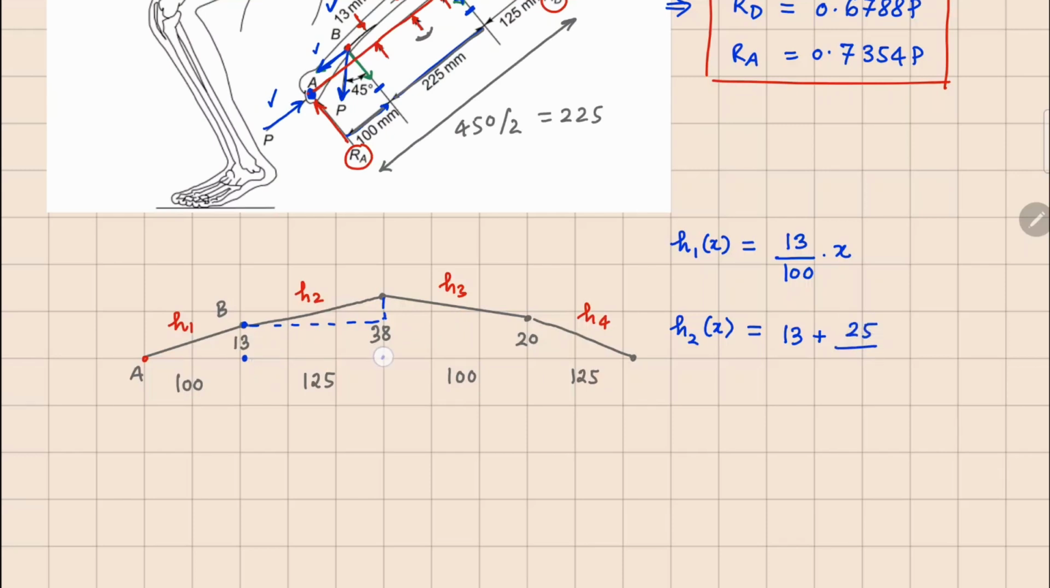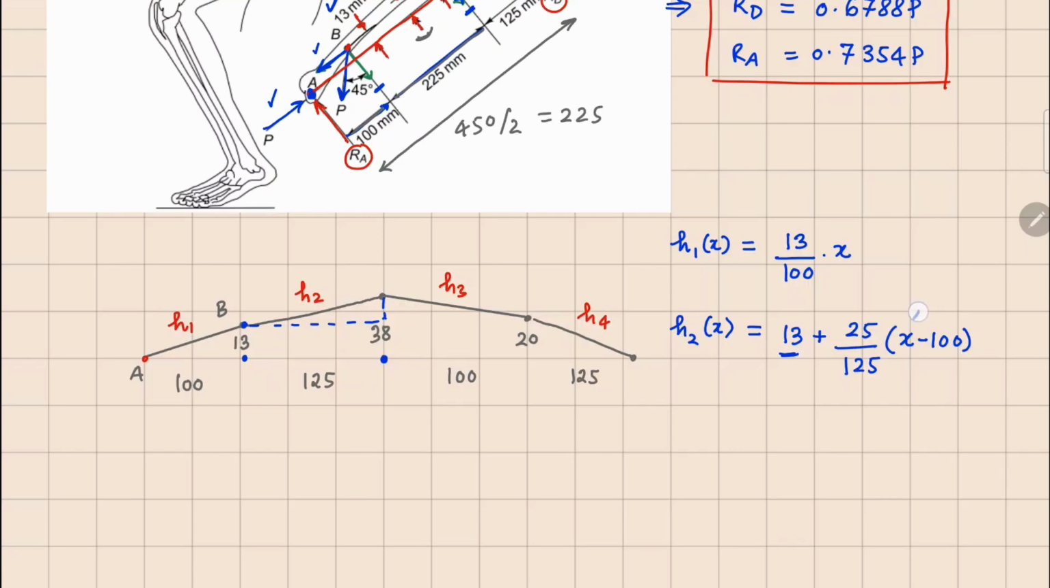Horizontally, I move a distance of 125. So 125. x minus your starting point is 100. So that's how I can write the linear interpolation there. And you can check this. At x equals 100, we should be getting 13. We are getting that.